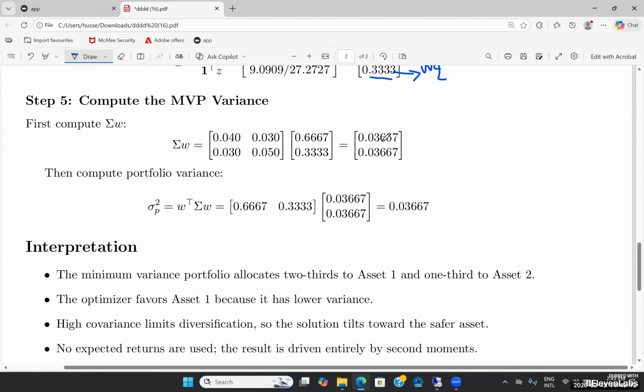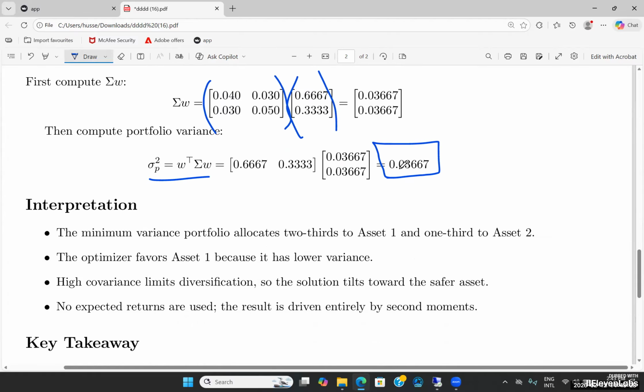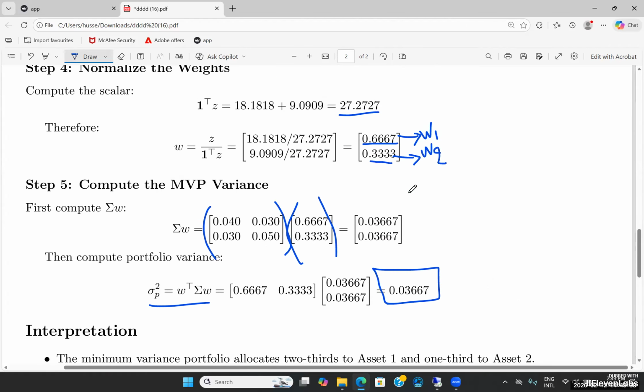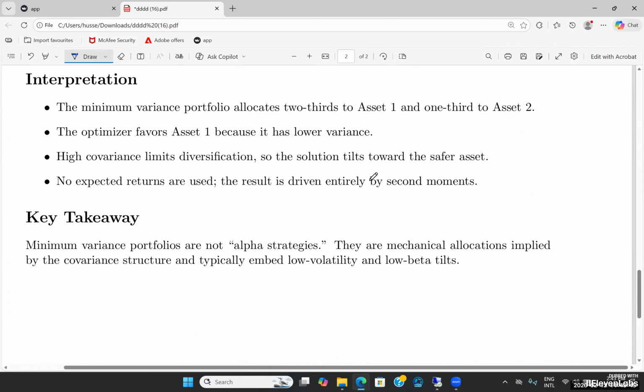Once we determine the weights, we then proceed to multiply to calculate the overall variance of the portfolio. For instance, if you take the initial variance covariance matrix and multiply it by the calculated weights, you will derive the variance of our entire portfolio. So, the variance of our current portfolio stands at 3%. More precisely, it's 3.66%. This represents the lowest variance that we are able to achieve, and we can construct this optimal portfolio by allocating 66.6% of our funds into the first asset, with the remaining portion going into the second asset.